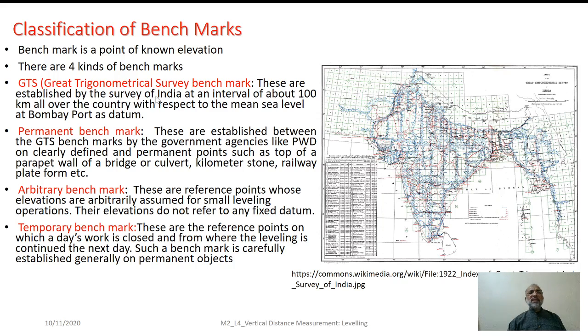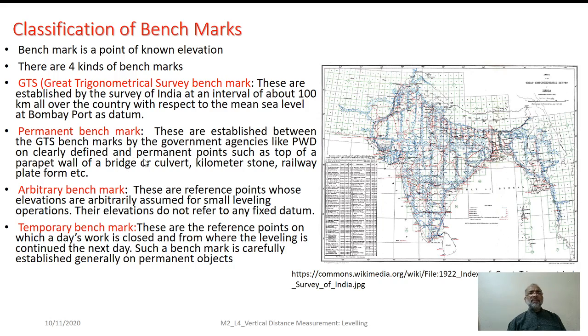This is the basic network of the benchmarks. With respect to this kind of network, some other government agencies like the Public Works Department can refer to another network, and such stations, such reference points, are nothing but permanent benchmarks.